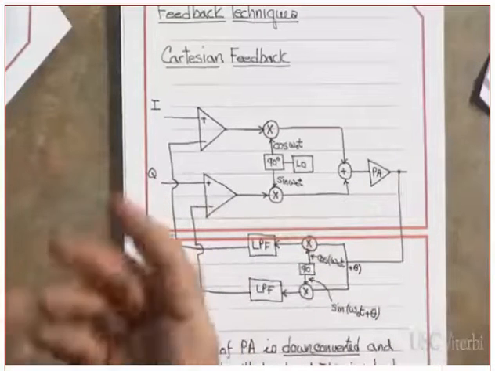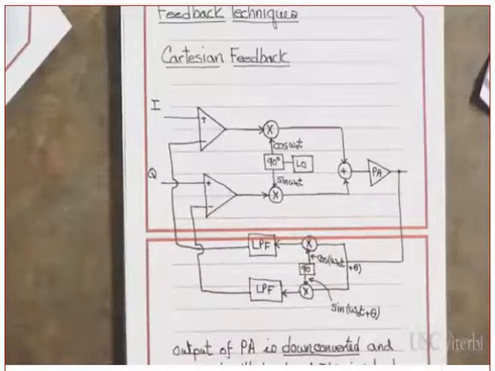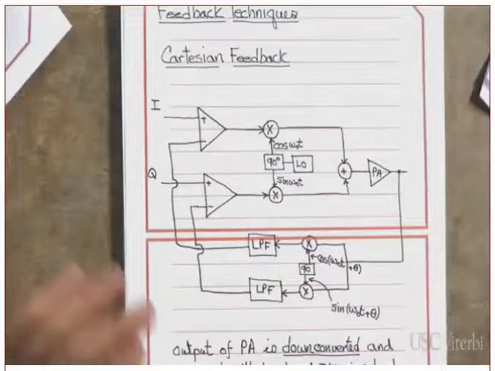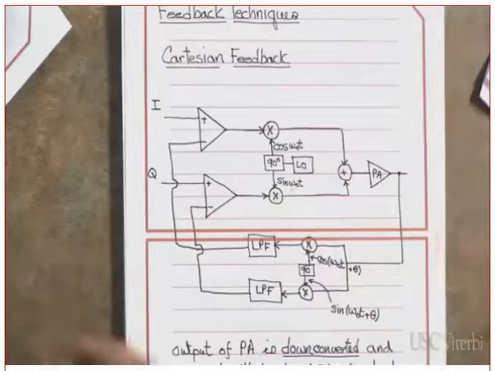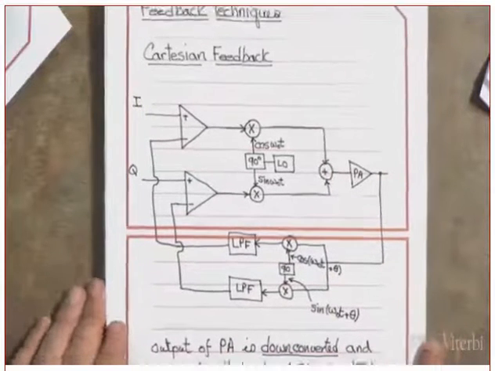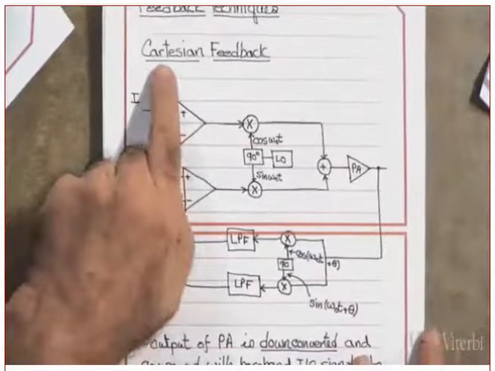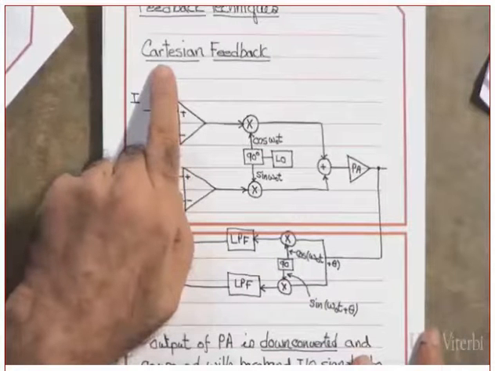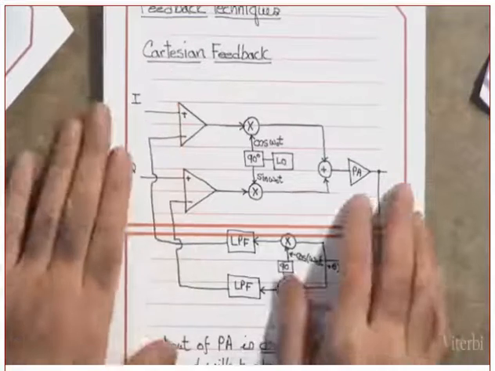Whenever you have a loop, you need to worry about adjusting the loop gain properly, putting proper delays, compensating for the delays. Otherwise, the loop might become unstable. Clear? But let's first understand the different types. One technique is called the Cartesian feedback. Cartesian means the IQ feedback. Let's see if you can help me here.